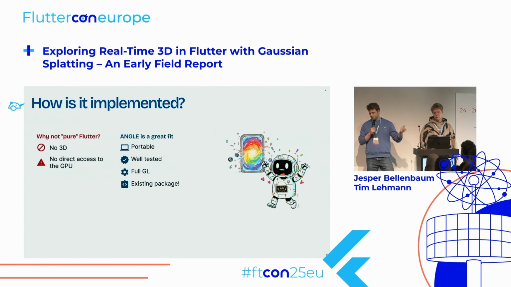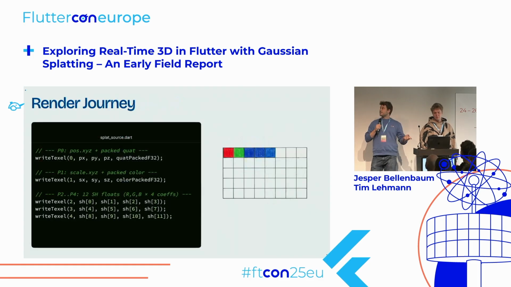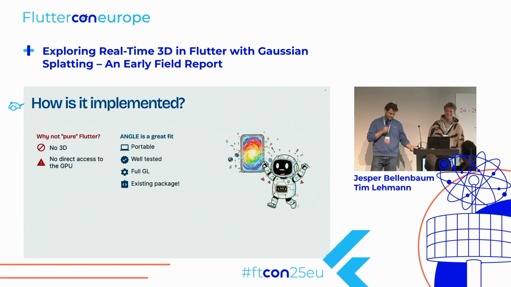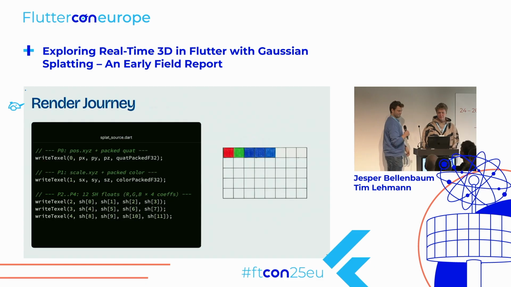So on MacBook, we get Metal, on Windows, we get DirectX, and so on. There is an existing package for Flutter, and this is how we could start so fast. Okay, so let's take you through the render journey a little bit.